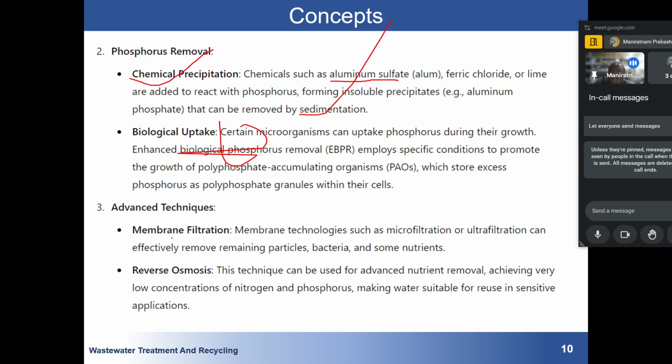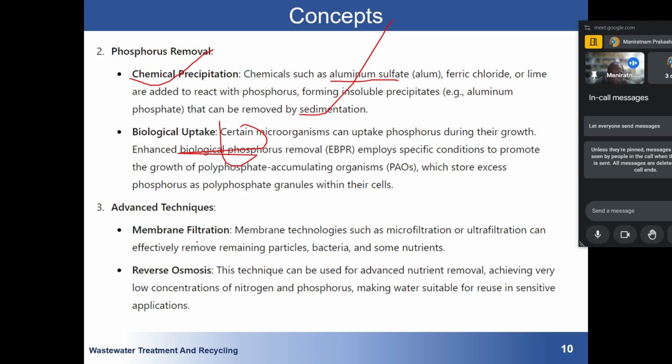There are advanced techniques also, but these are generally not used in every normal treatment plant. Maybe developed countries are using them. In India I don't know where they are used, that is membrane filtration. Membrane filtration technology such as microfiltration or ultrafiltration can effectively remove remaining particles, bacteria and some nutrients. Reverse osmosis is there, but again it is not an economically viable option to treat this much amount of water via membrane filtration.